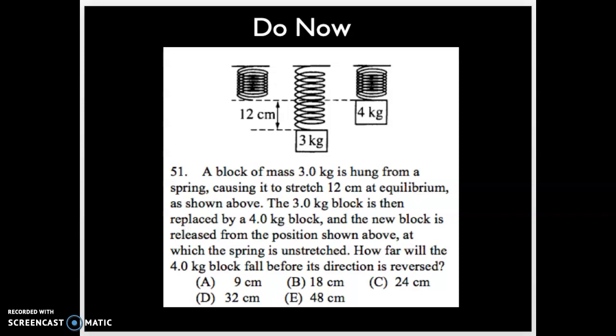Okay, let's start with a do now. Try this problem. And you should pause the video now and try the problem because I'm about to show you my solution. Okay, pause it.